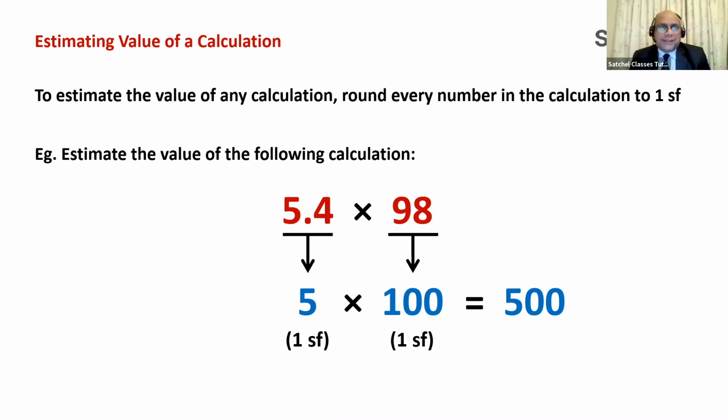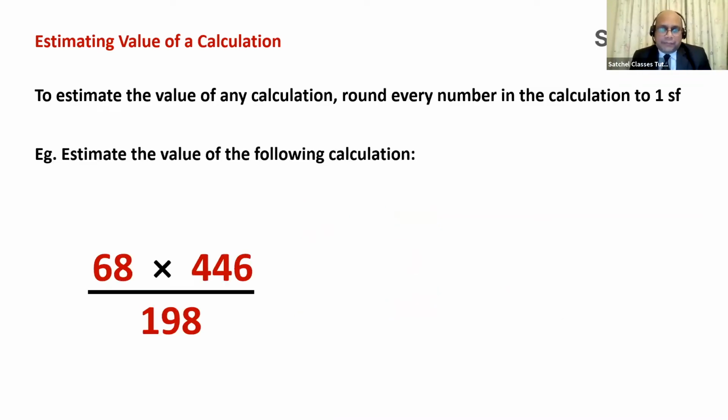Okay, let's take one more example. How about this one? Estimate the value of the following calculation. 68 multiplied by 446 divided by 198. So let's go one by one. We need to round each of these three numbers to one significant figure. Remember that. 68. 6 is the first significant figure, and 8 is the digit following that, which is more than 5. So 6 will be rounded to 7 and 8 will be replaced by 0. So 68 rounded to one significant figure is 70.